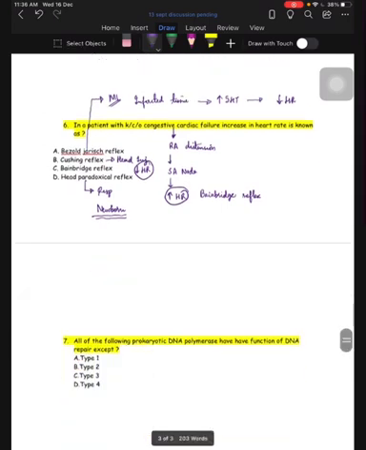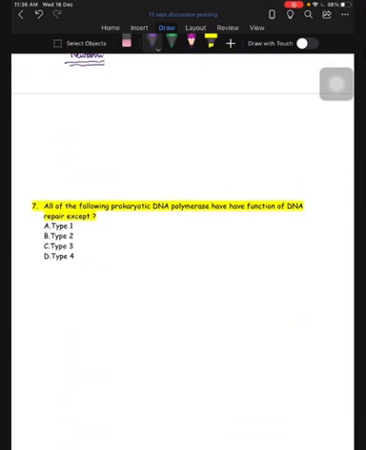Now the last question: all of the following prokaryotic DNA polymerases have the function of DNA repair except. Type 1, type 2, type 3. There are only 3 types, so type 4 is gone. The repair function is done by type 1 and type 2, not by type 3, and proofreading is done by all 3. The major DNA polymerase performing the function of DNA repair is type 1.